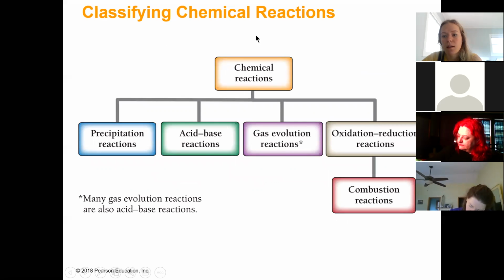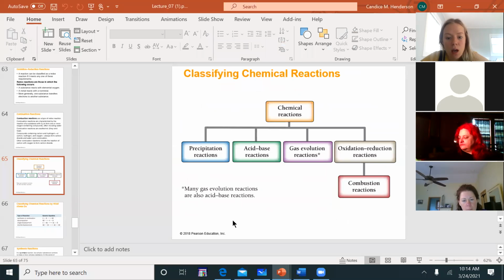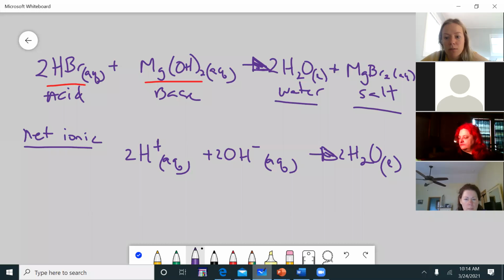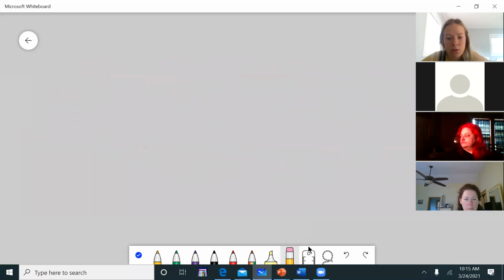So here's a flow chart of all the chemical reactions. We've got our precipitate reactions, our acid-base reactions, our gas evolution reactions, which a lot of times are acid-base reactions, and our oxidation reduction reactions, which can include combustion reactions. So I'm going to give you an oxidation reduction. I want you to write the reaction for me.